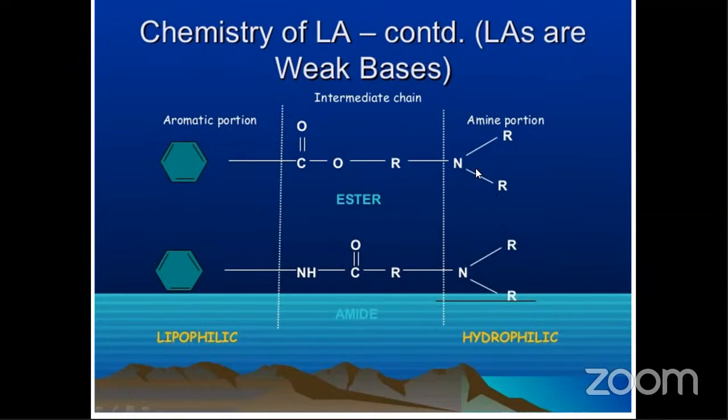Another side is the amine part. You see, these are the common structure for your local anesthetic. These are hydrophilic, and these are hydrophobic or lipophilic. Check clearly. This intermediate part is called the ester linkage or amide linkage. Ester linkage means RCOR, which is called ester. CONH is called amide.